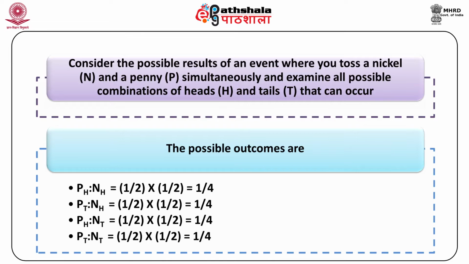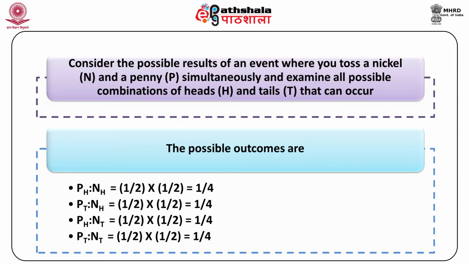Let us consider the possible results of an event where you toss a nickel, which is denoted by capital N, and a penny denoted by capital P simultaneously, and then examine all possible combinations of heads denoted by capital H and tails denoted by capital T that can occur. The possible outcomes will be PH and NH, which will be further equal to 1 by 2 multiplied by 1 by 2, and the possible outcome will be 1 by 4.